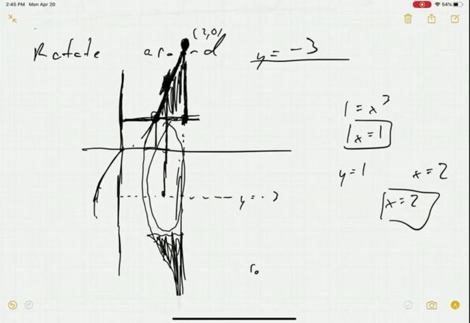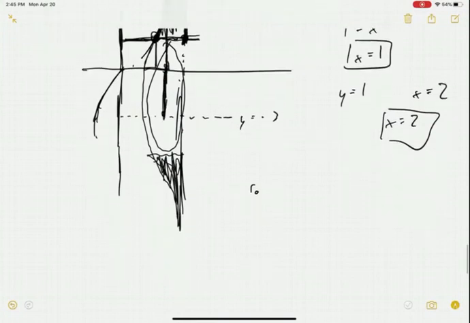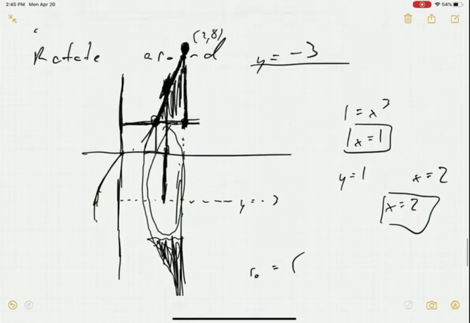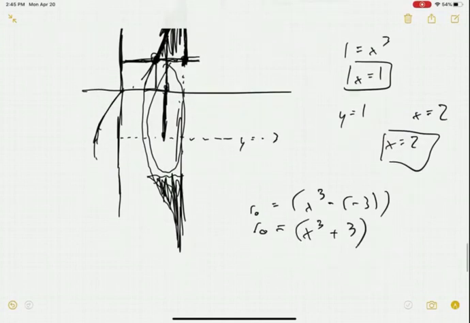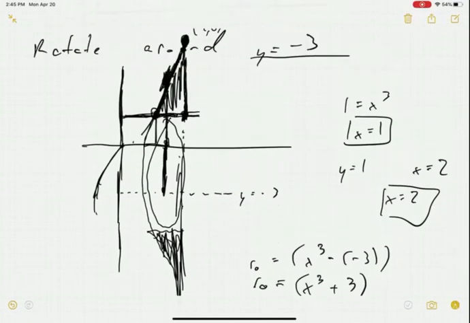Okay, if the y-coordinate is the distance from here to the x-axis, and then we got another 3 units downward, right? We can consider this as the y-coordinate of our curve, which is x cubed, minus whatever y-coordinate this is, which in this case is -3. So x cubed plus 3 is our outer radius.